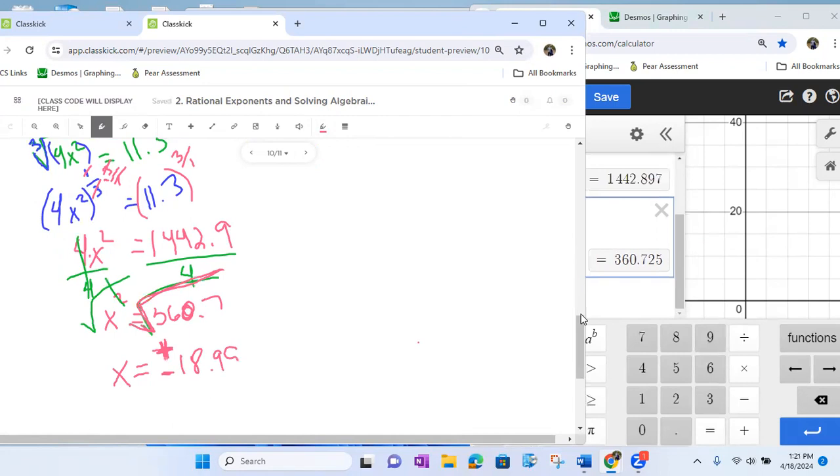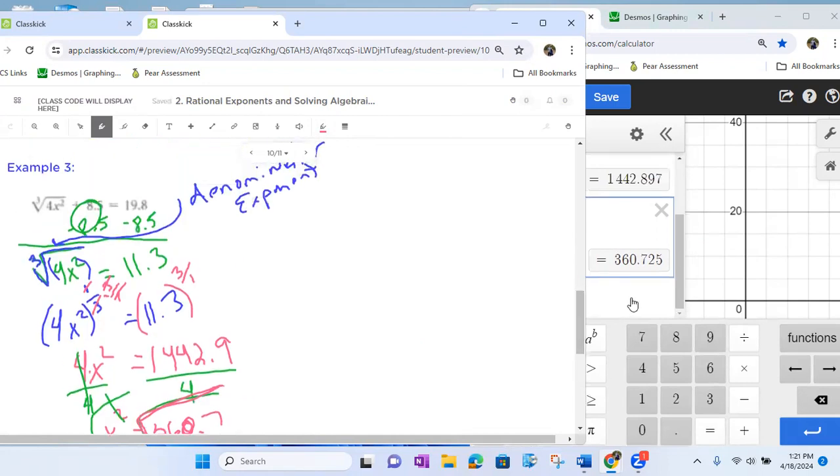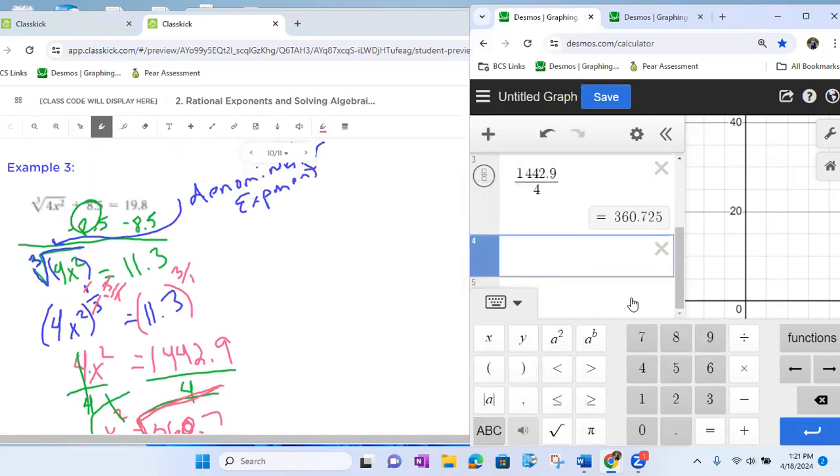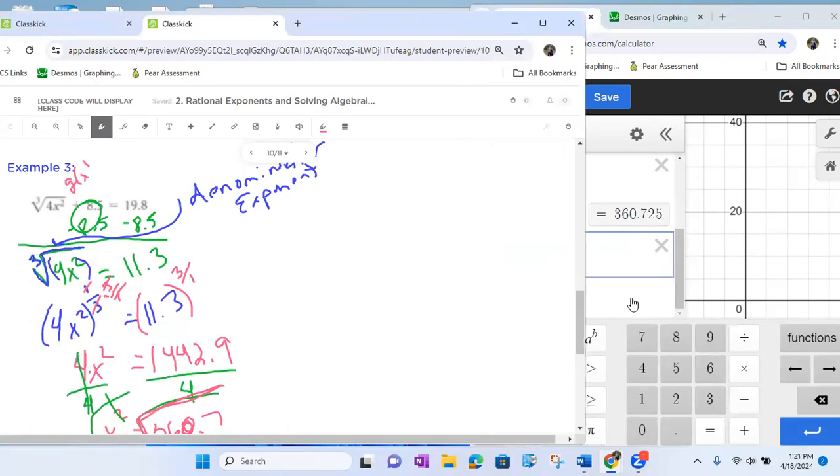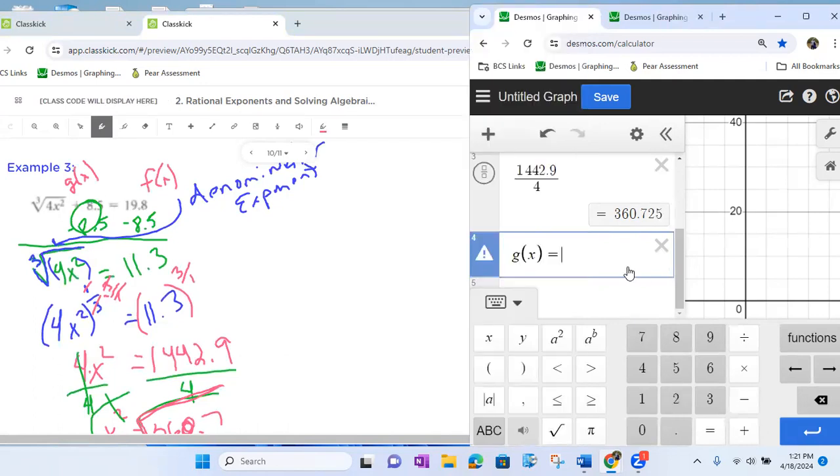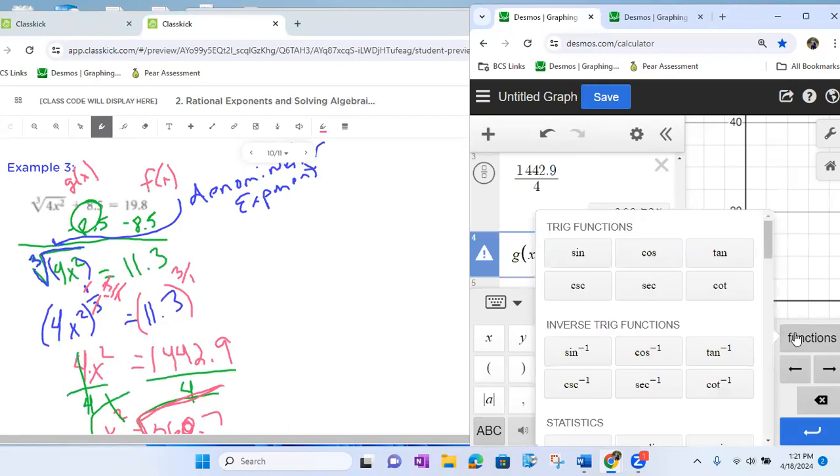I'm going to go back in here and type in our 2 sides of the equation. So I'm going to write g of x. I like to give my functions a name. I'm going to name one side g of x, and the other side f of x. So I have 2 different function names. I'm going to graph each side and look for that intersection to verify my work. So we have to do the cube root.